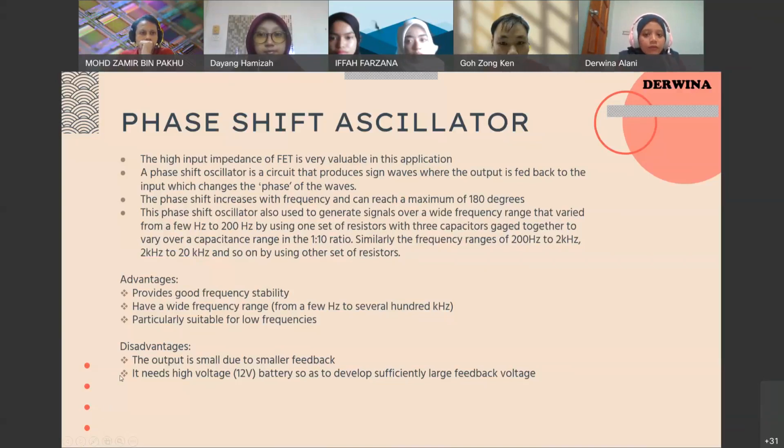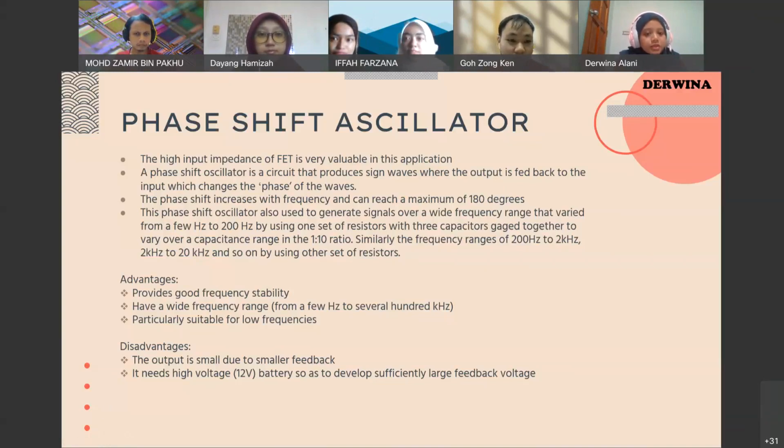Okay, for last application is the phase shift oscillator, which the high input impedance of FET is very valuable in this application. A phase shift oscillator is a circuit that produces sine waves where the output is fed back to the input, which changes the phase of the waves.